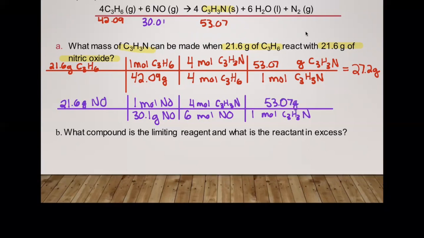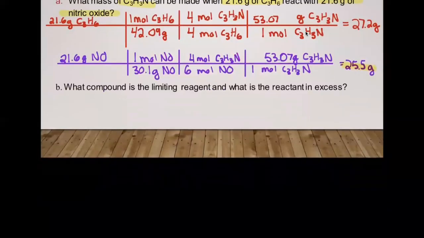As I said, we're going to find that the amount we produce is not identical despite starting with the exact same amount. So here we're going to find we can make 25.5 grams, which is less than the other one, meaning that the true amount we will make is that 25.5. And that C3H6 is excess, and our limiting reactant would be NO.